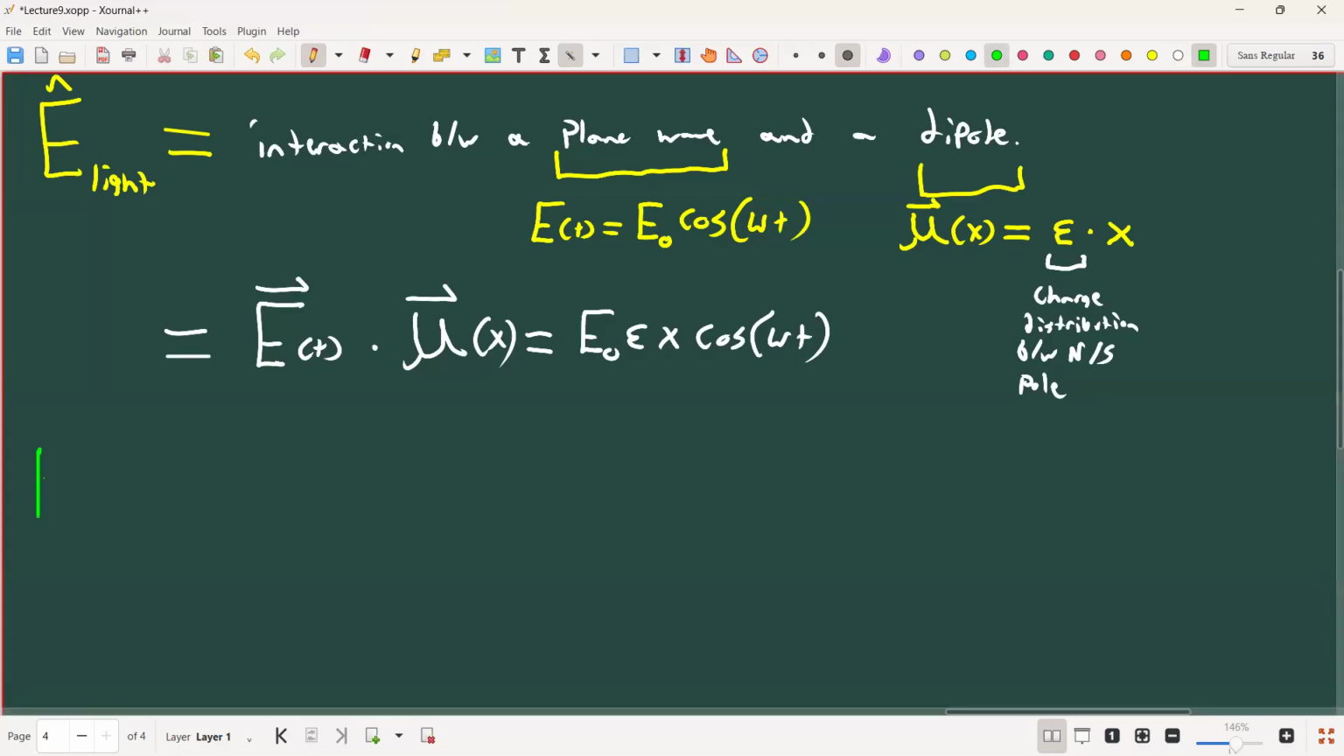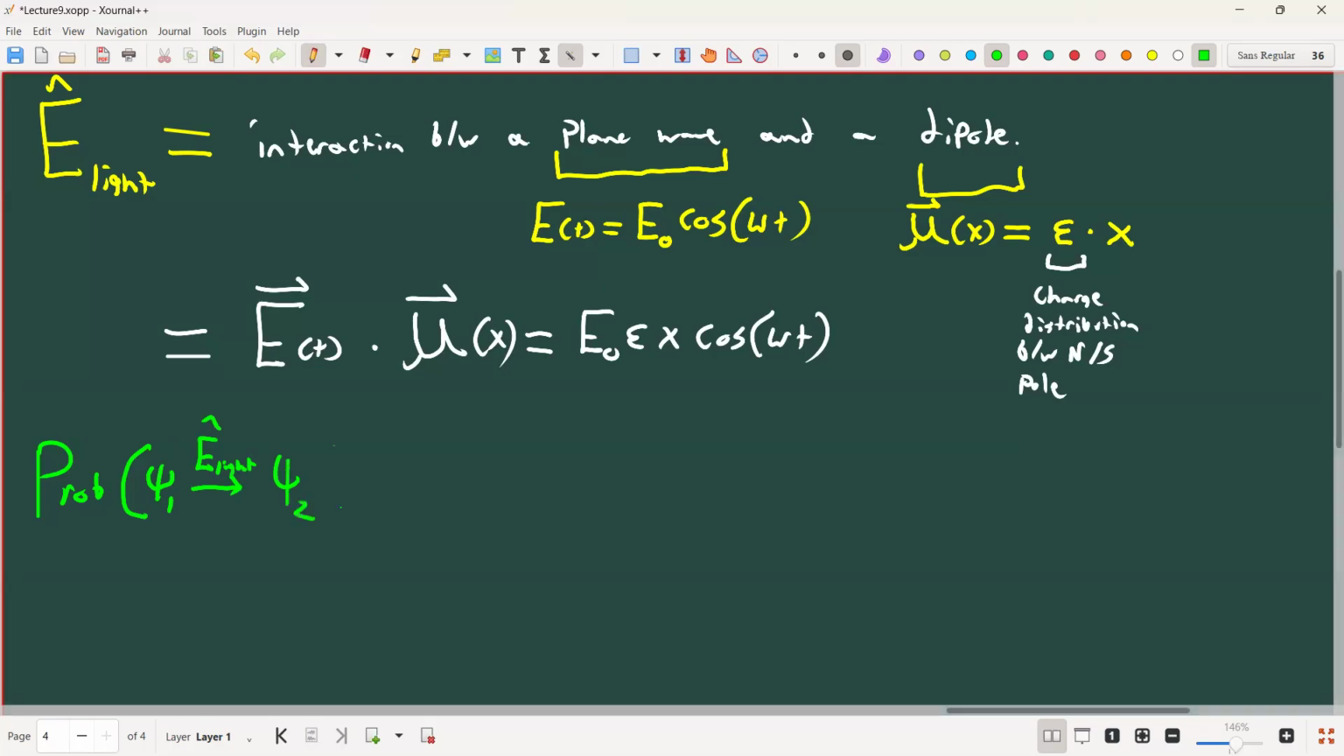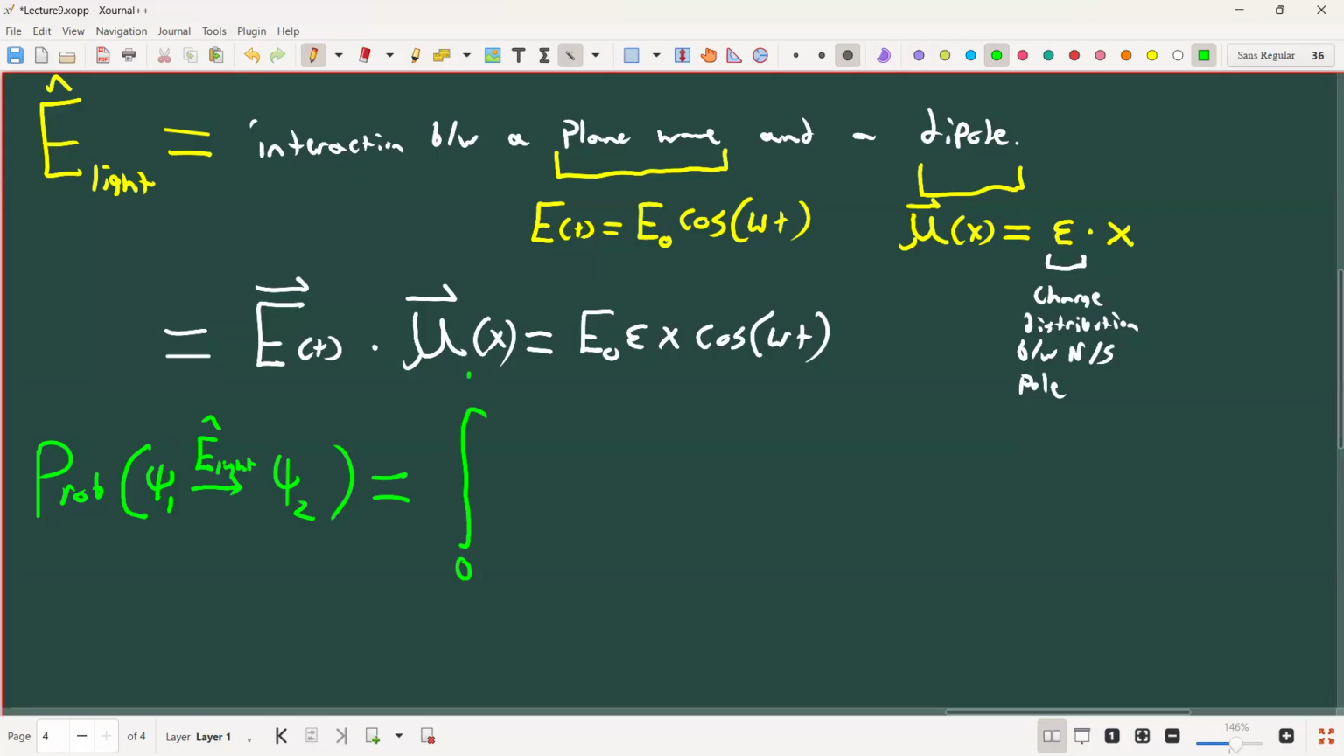So let's think about the probability of taking the ground state particle, interacting with the light, and ending up in psi 2. All right, well, that's going to be an integral over our box, 0 to L. Psi 2 is the second state of the particle in the box, which is square root of 2 over L sine 2 pi x over L.